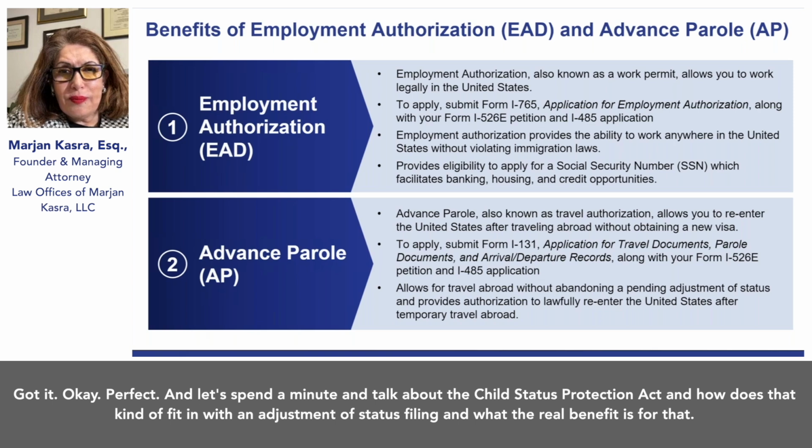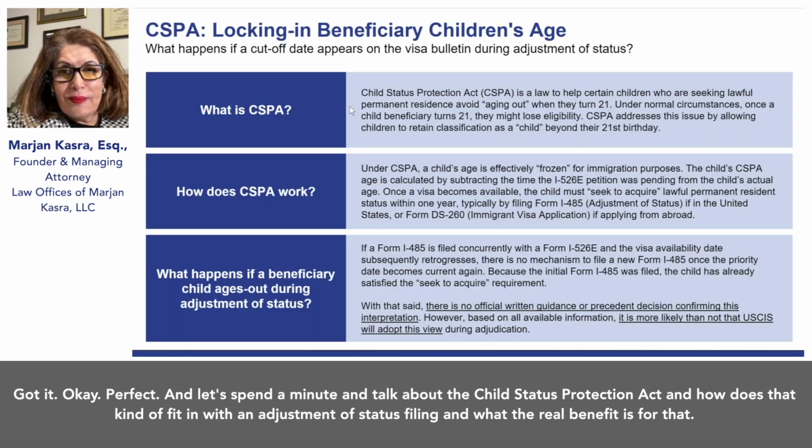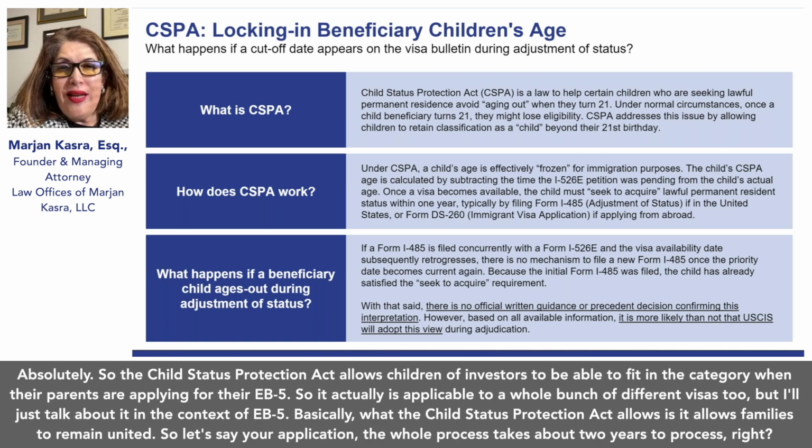Got it. Okay, perfect. And let's spend a minute and talk about the Child Status Protection Act and how that fits in with an adjustment of status filing and what the real benefit is. Absolutely. So the Child Status Protection Act allows children of investors to be able to fit in the category when their parents are applying for their EB-5. It's applicable to a whole bunch of different visas too, but I'll talk about it in the context of EB-5. So basically what the Child Status Protection Act allows is it allows families to remain united.